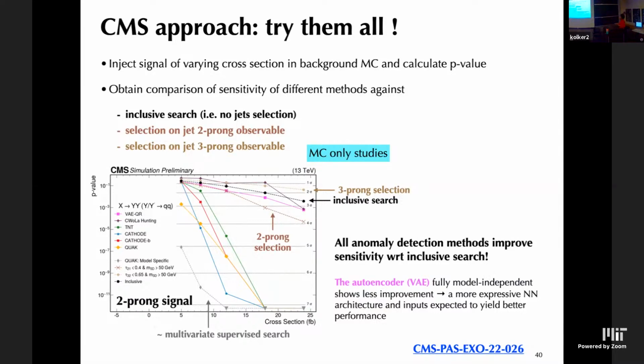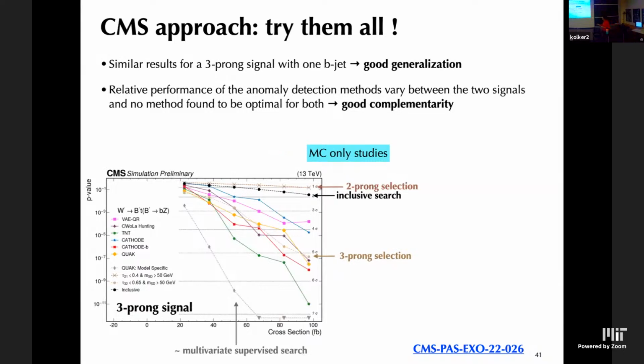We see, though, that the variational autoencoder is the one with less power, since it is fully model independent. Eventually, I think that a more expressive neural network architecture and maybe more inputs would yield better performance. The same is shown for another type of signal. Before it was a simpler signal; this is a more complex signal, and again we see a lot of improvement in discovery sensitivity, and the relative improvement of the models changes. So not every model is sensitive in the same way to the same signals. For example, the variational autoencoder is much more sensitive here than for the other.